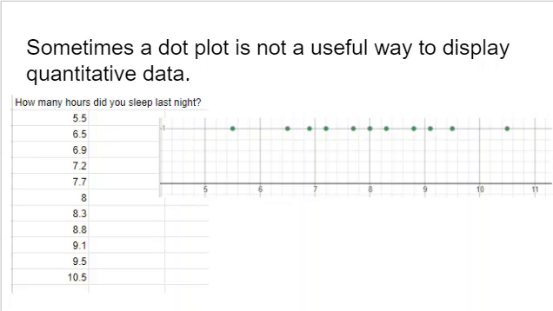So last core content we learned about a dot plot, but sometimes dot plots are not a useful way to display quantitative data. Look at this data set here. How many hours of sleep did you get last night? Each number is unique, so the dot plot does not show any answers that are showing up more than once. So this does not display the information well.